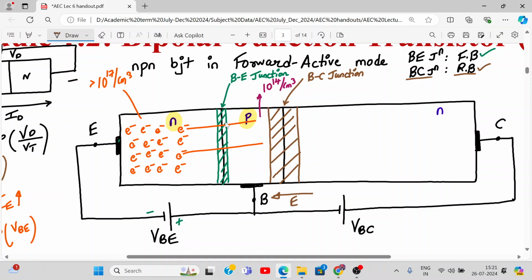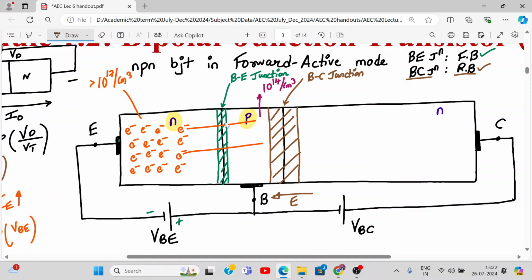So 10,000 first batch came, 100 of them recombined with the holes. The other 990, where will they go? Should they go into the collector terminal, or should all of them recombine in the base? The base region is very, very small. So by the time they recombine, another batch of 10,000 comes. Yes or no? So it's a continuous supply injection of electrons from the emitter region, because the emitter is becoming forward biased.